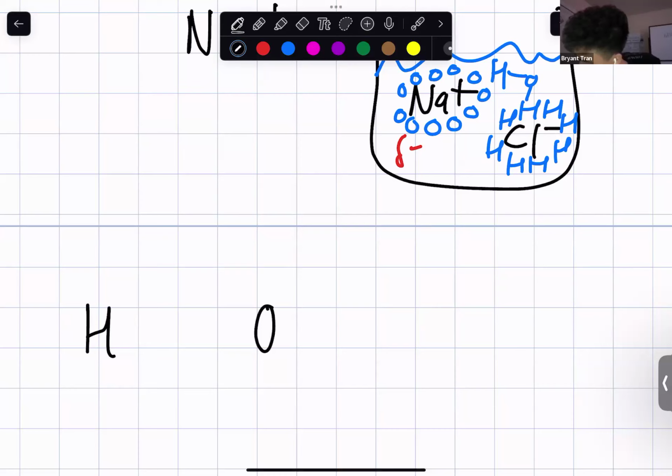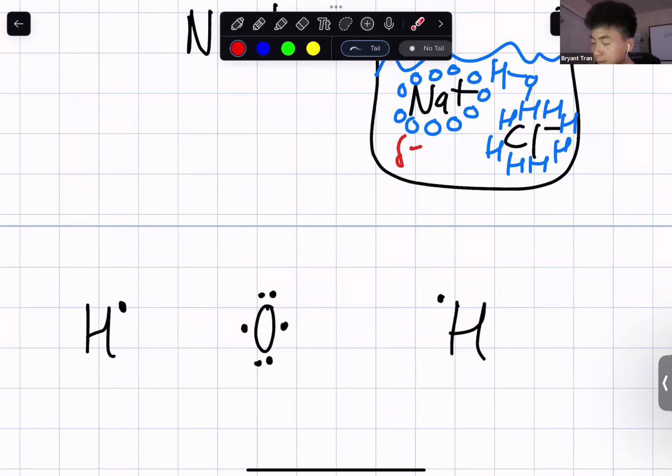H, O, H. Hydrogen has one electron, so it has one valence electron. Oxygen has 6 valence electrons because it's on the 6th column, 6th group.